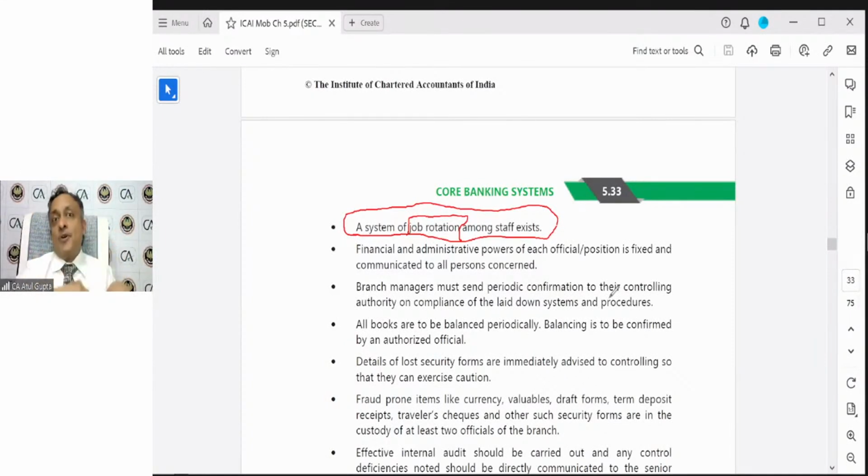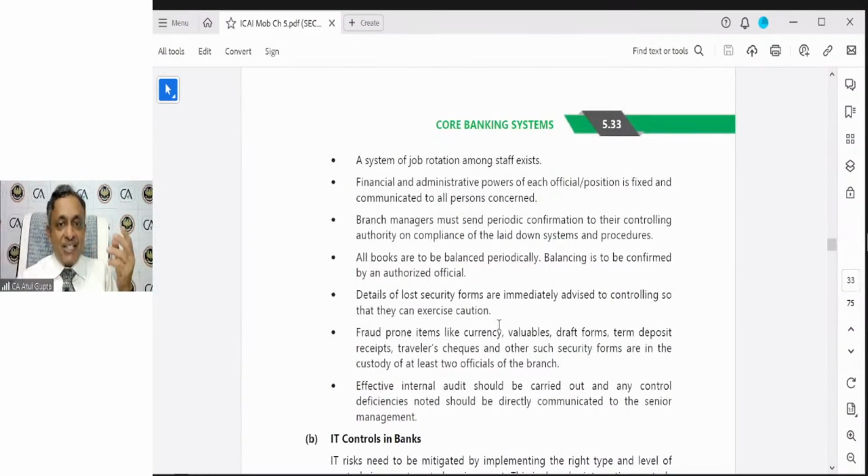So job rotation, just see why job rotation is so important. Just keep a tag of the word job rotation. So this is good. Let us read through, then we may have more cases to share. Then financial and administrative powers of each official position is fixed. Yes, so it is now configured in system.